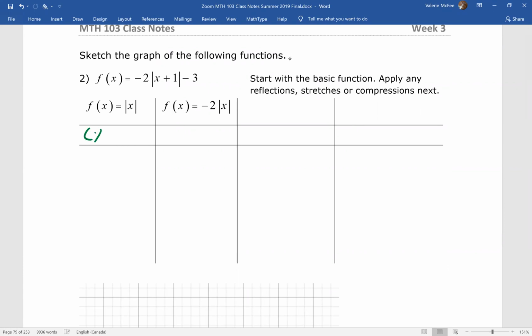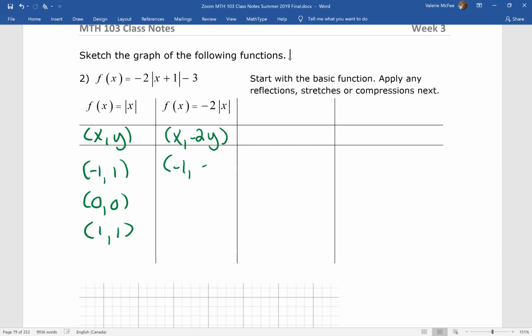Do you know what this graph looks like? Our absolute value function. Have you got these key points memorized? Remember, this is A. It's our reflection and a stretch. X is staying the same. We're multiplying A times Y. X is staying the same, times negative 2.